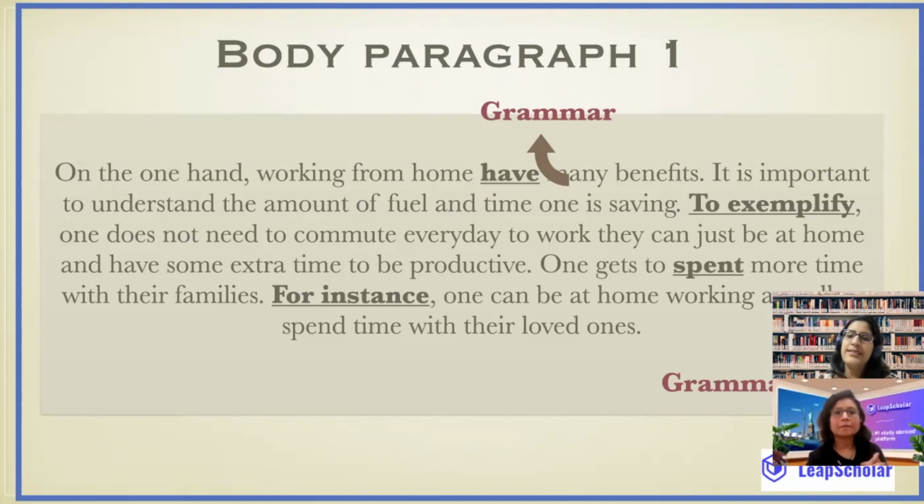I see another grammar mistake here. One gets to spend more time with their family. So this is another advantage, which should have been written like another advantage of working remotely is one gets to spend more time with their family members.